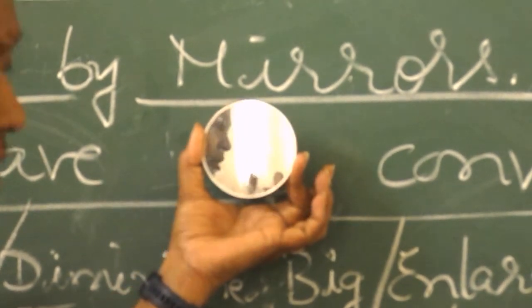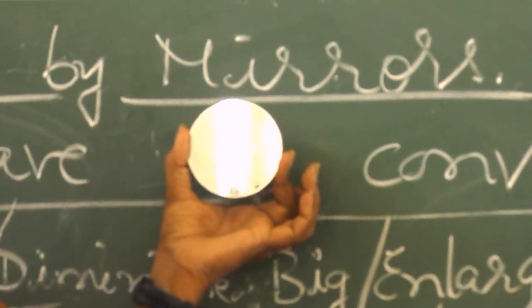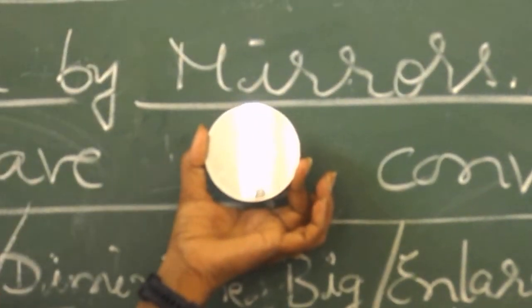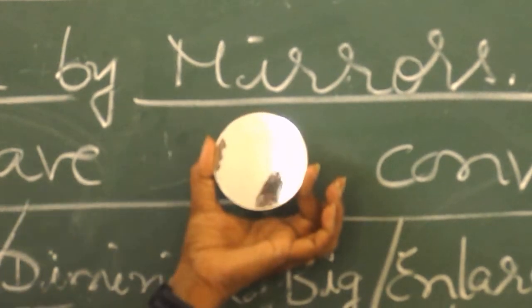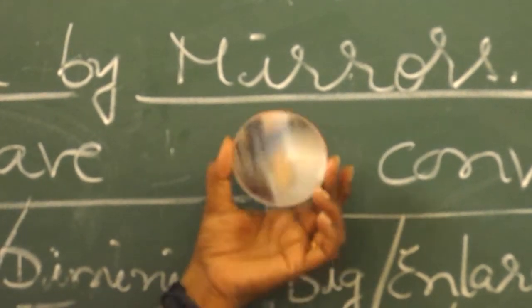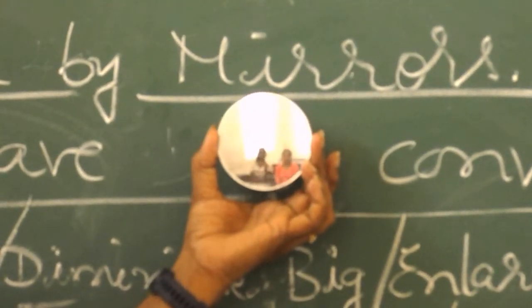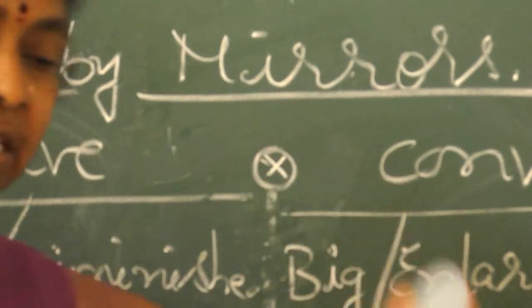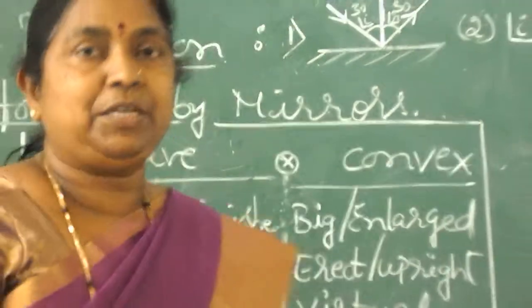And how does it look? In the same direction. Hence, we say it is an upright or erect image. Can it be caught on a screen? No, it cannot be caught. Hence, we say it is virtual and always forms behind the mirror. Now, knowing this, let us compare the applications.